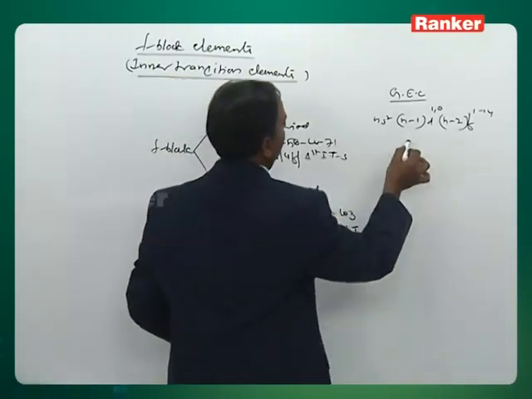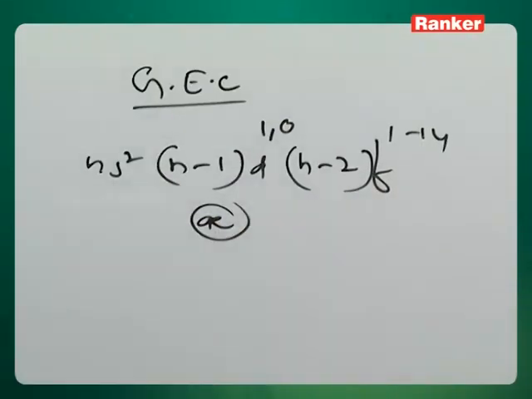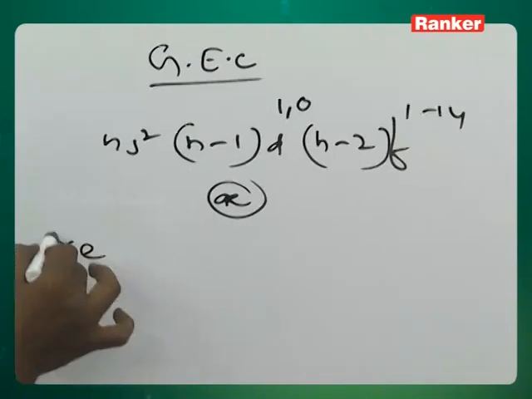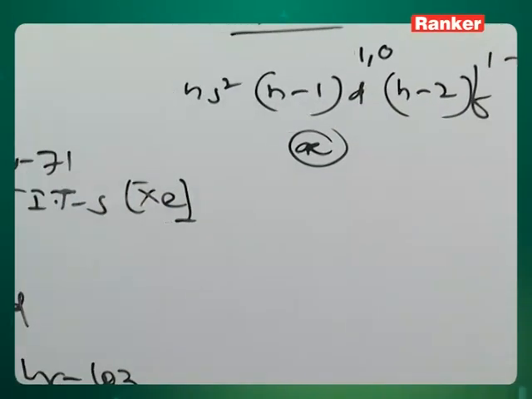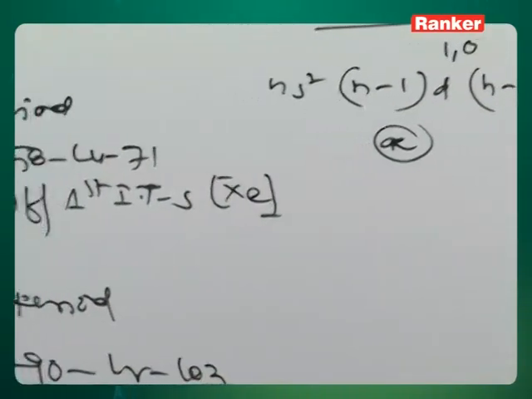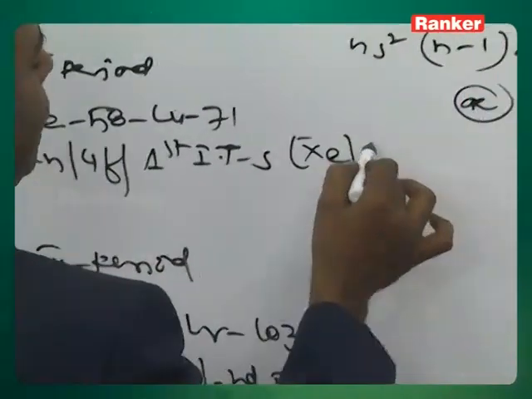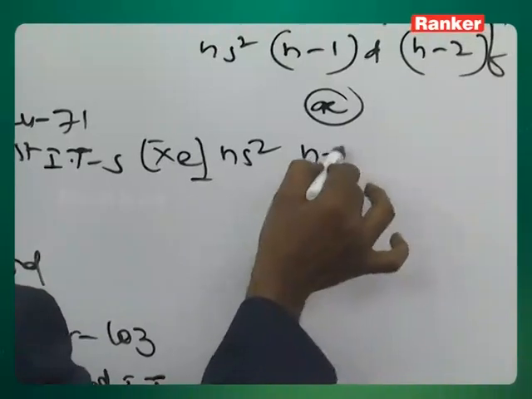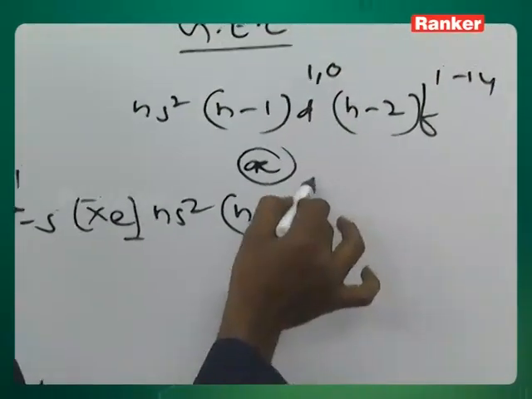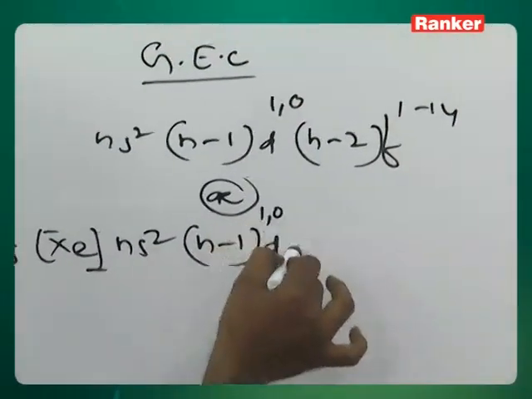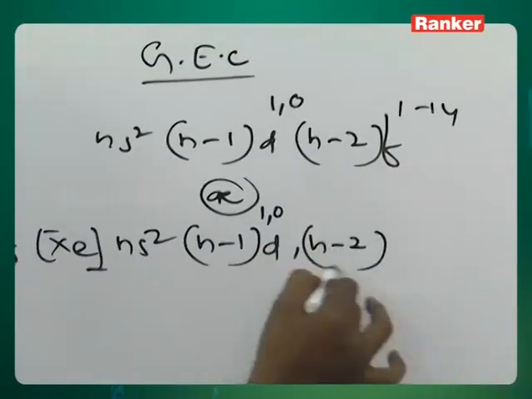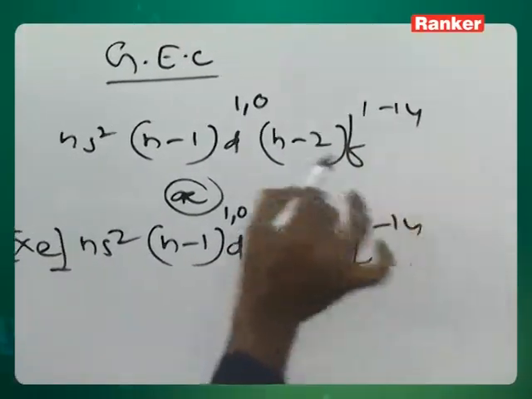The same configuration you can also represent in a different way by representing xenon. Why are we writing xenon? After xenon, atomic number 54, you are getting 55 and 56 followed by the lanthanides. Therefore, we can write [Xe] ns2 (n-1)d0-1 (n-2)f1-14.